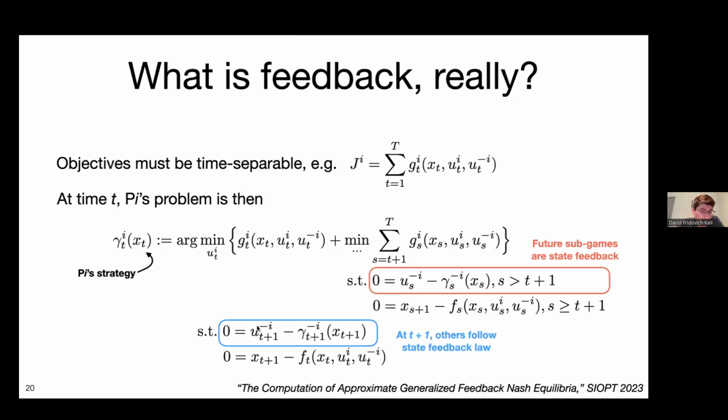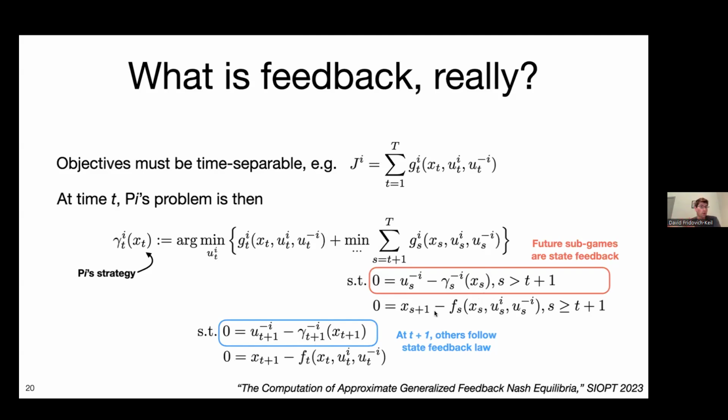Here, what I'm saying is that at time t+1, the action that every other player picks besides player i must follow its feedback strategy that's evaluated at the state that we happen to be at that future time. And then the bottom constraint is just saying that the state at the future time has to satisfy the dynamics of the game, the rules of the game. On the right, we have the same constraints, but they're imposed for all future times.